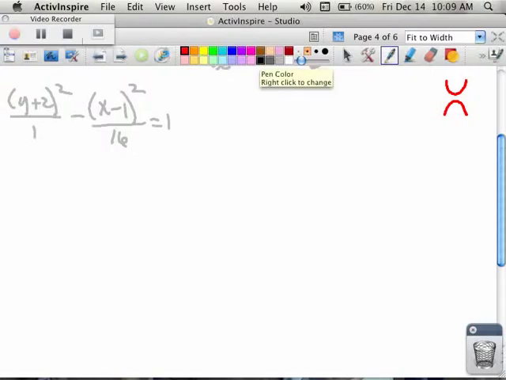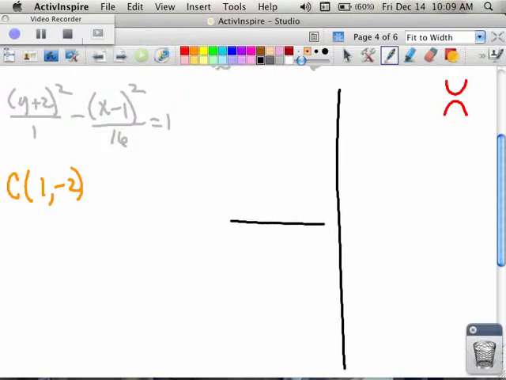Yes. It's really important to write down where your center is. So my center is going to be at 1, negative 2. Because remember, it's always the x thing first, and then the y thing. So my center is at 1, negative 2.